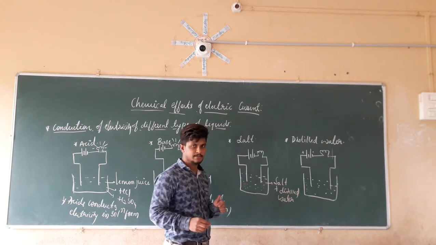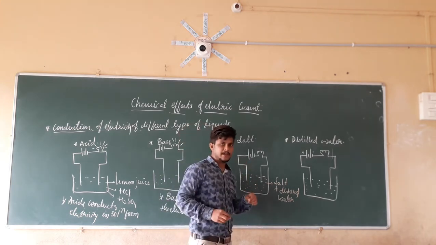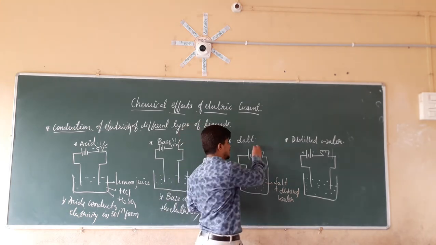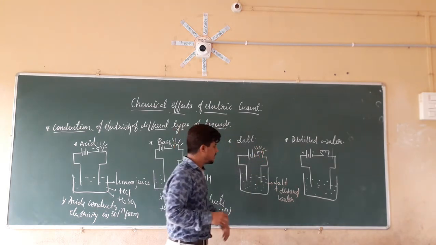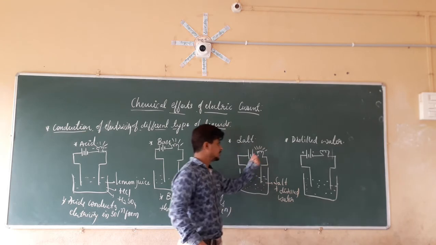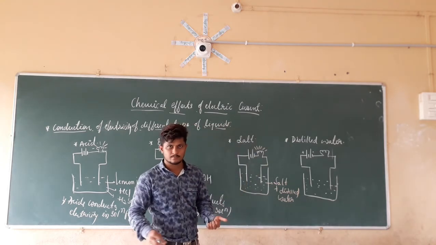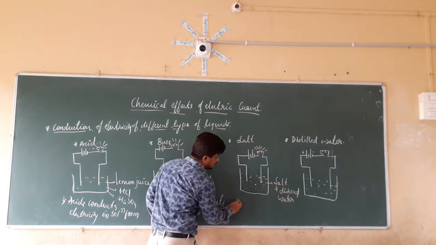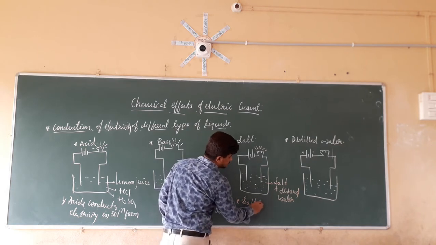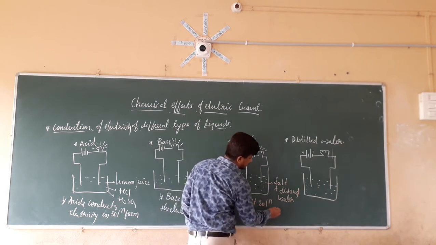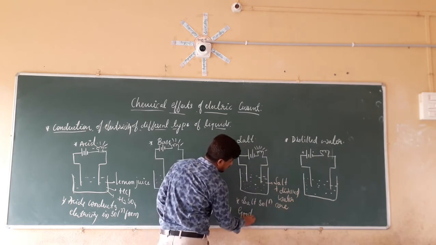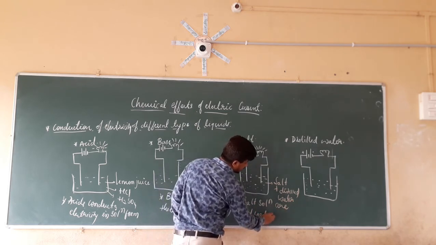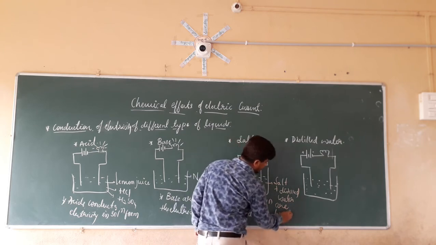If we make that experimental setup and switch on the battery, the bulb is going to glow again. If we take a different salt also, the bulb is going to glow. So we can say that salt solutions are good conductors of electricity.